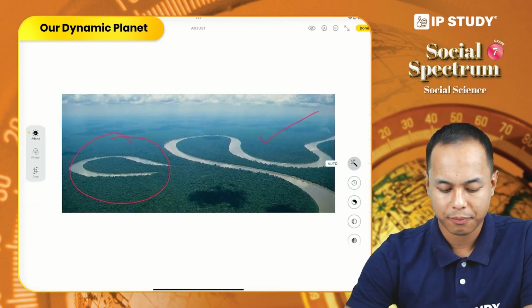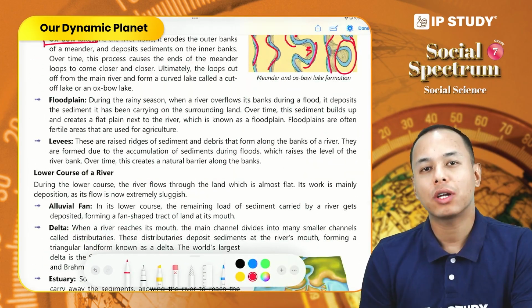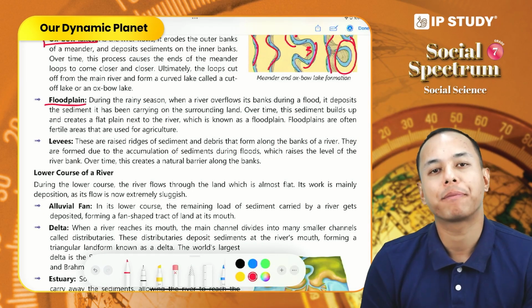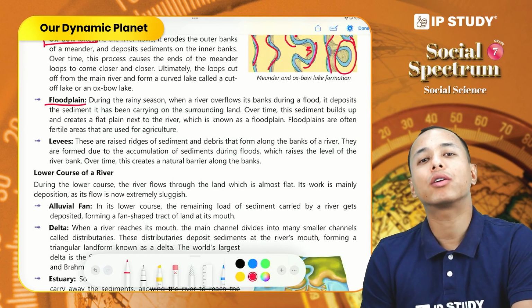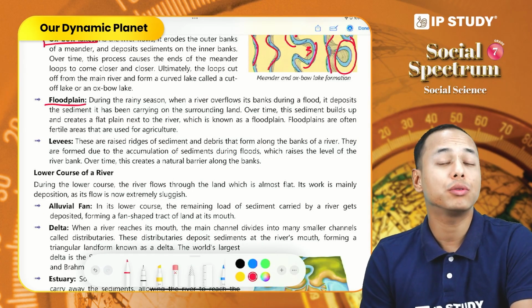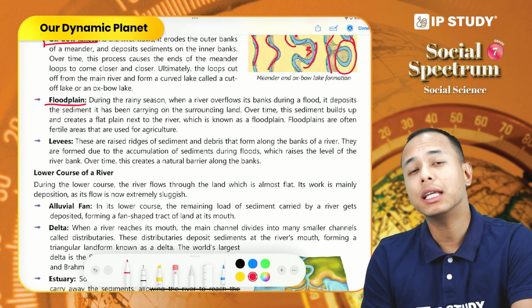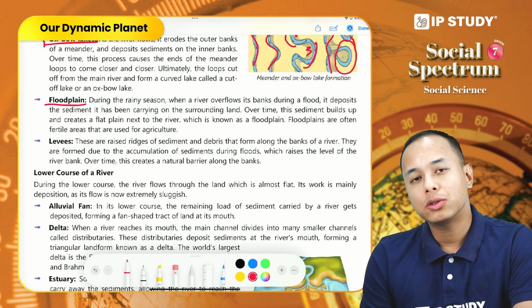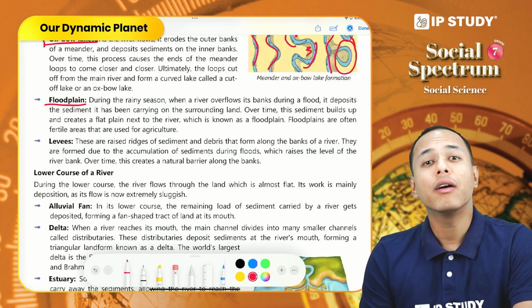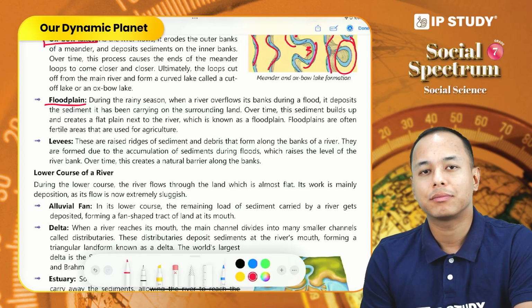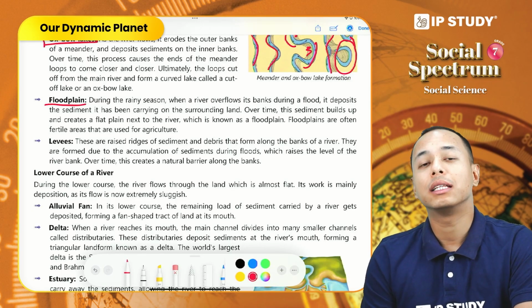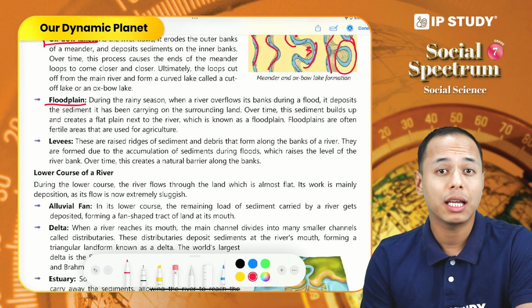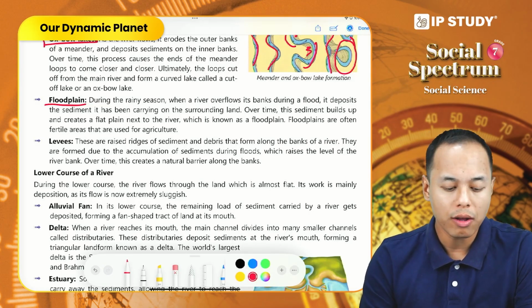So now let us discuss floodplain. During the rainy season, the water from the river overflows into the surrounding area and floods the area. Also, it deposits the fine sediment that it carries, and in the course of time, these deposited sediments form a fertile plain called floodplain.